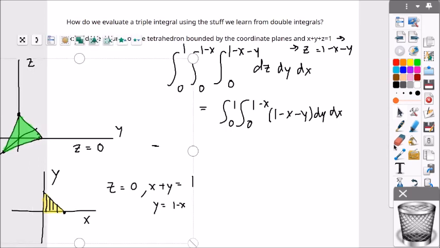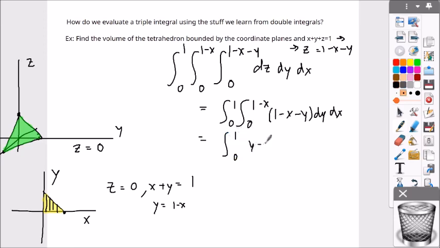Alright. Now it gets a little bit more tricky because this is equal to the integral from 0 to 1 of y minus xy minus y squared over 2 from 0 to 1 minus x. Just a little bit harder to calculate. You can do this with a double integral. In fact, you can actually do this question with a double integral. And that's why this might be a little bit excessive.